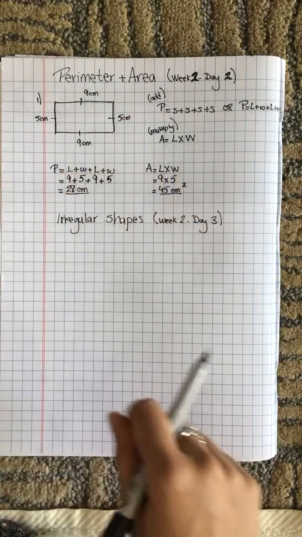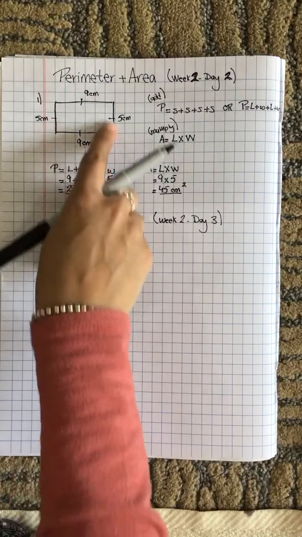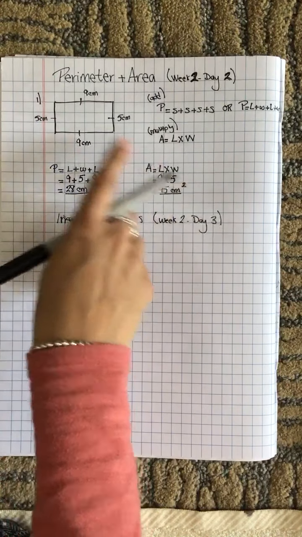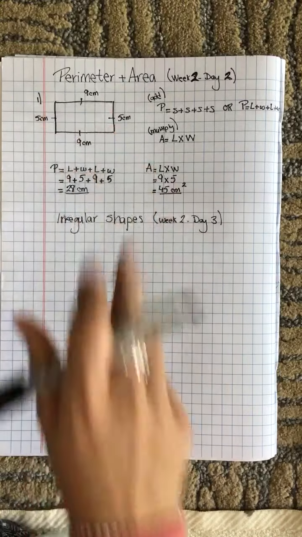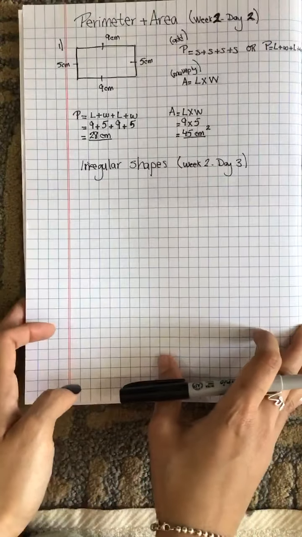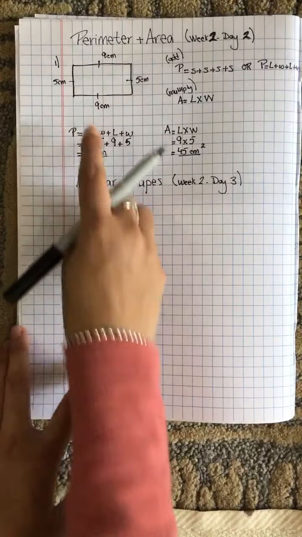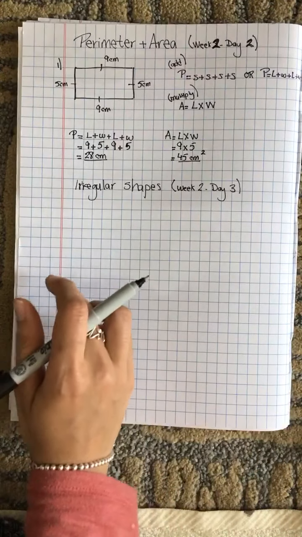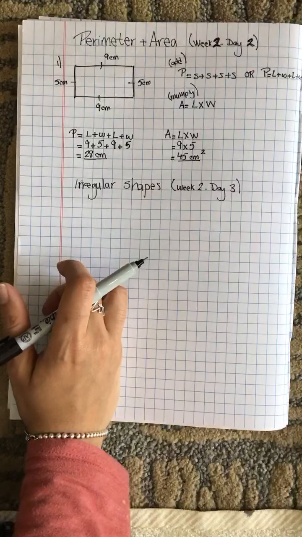I'm pretty sure that we all can do perimeter. You just add. Area, we just multiply these two. I know we get that. But I know a lot of us are having troubles with irregular shapes. So when they're not simple like this, they're funky looking. So let me draw a funky looking shape.